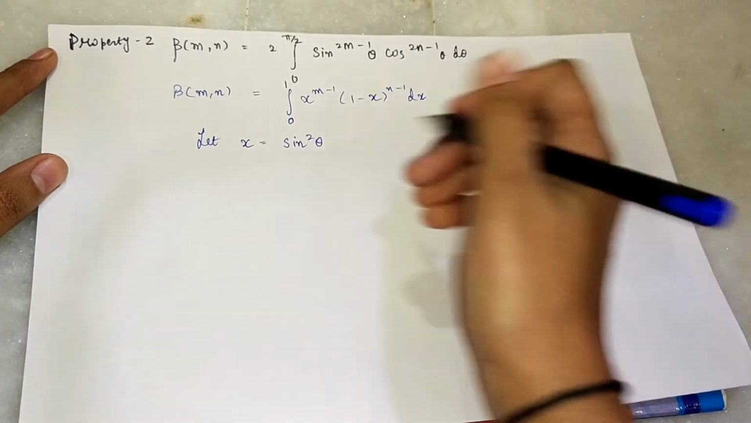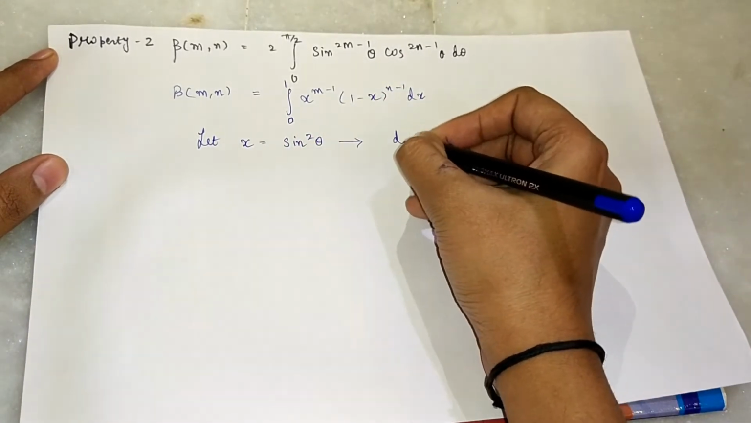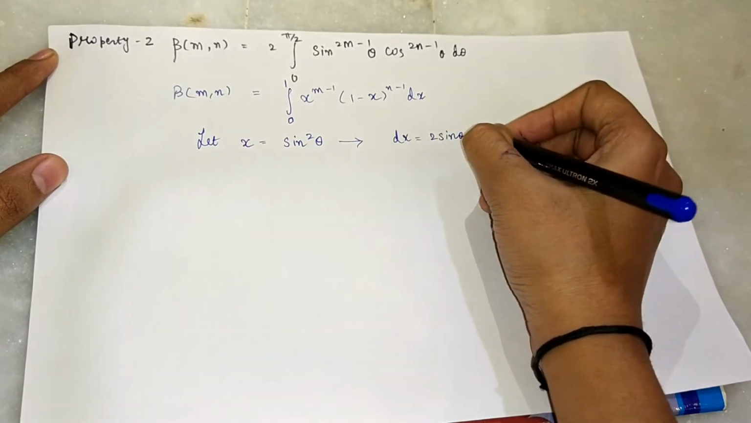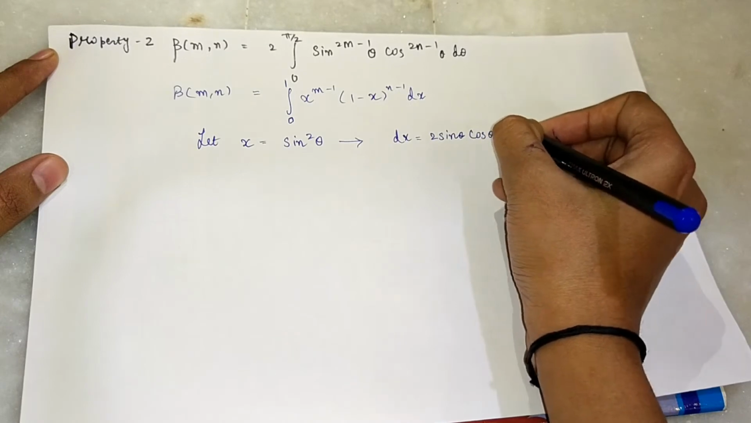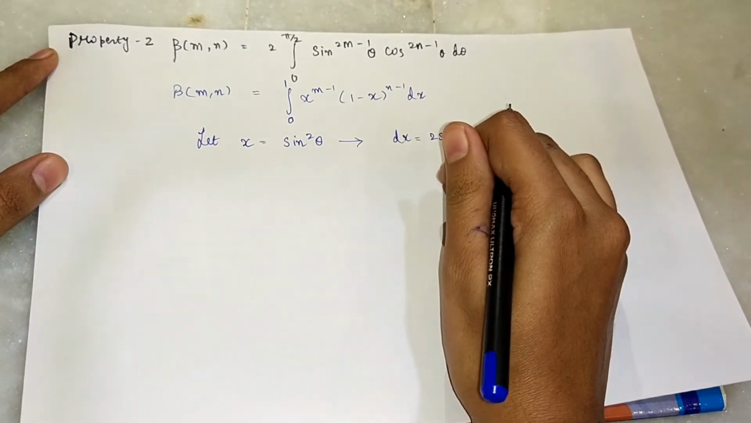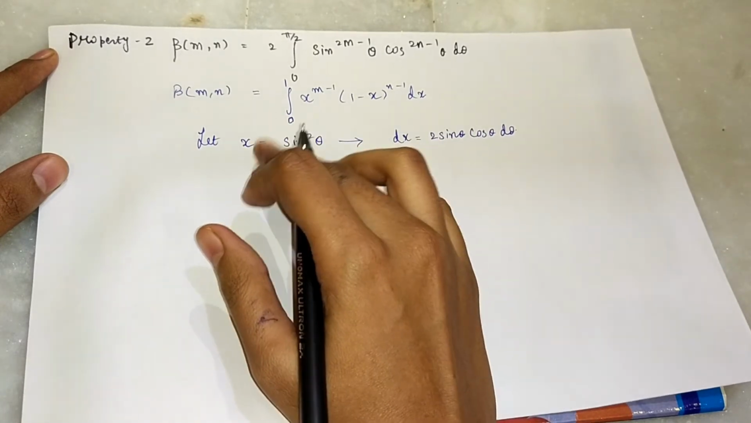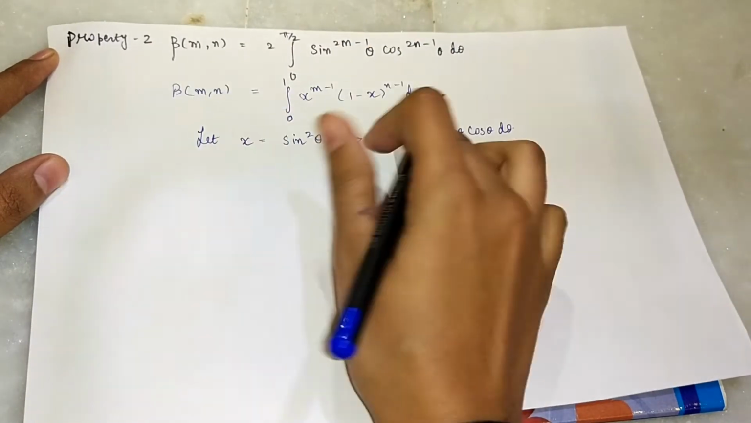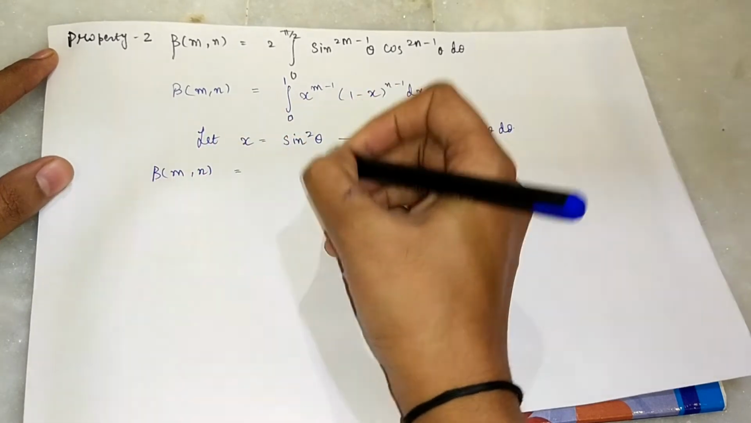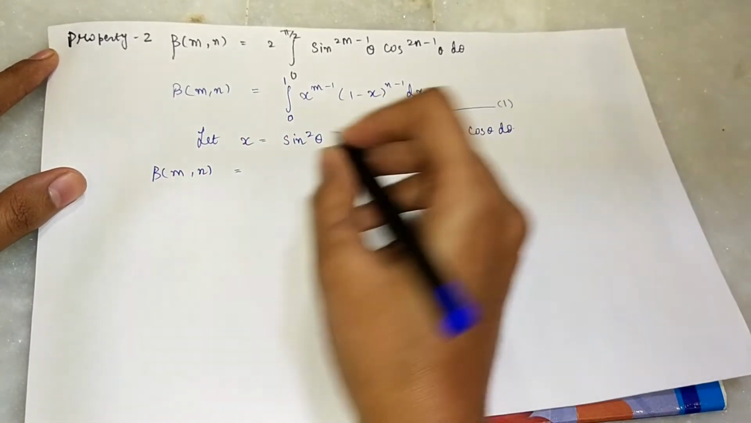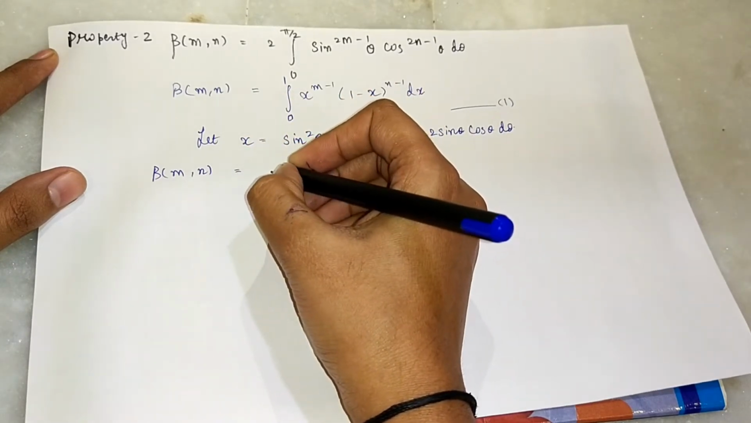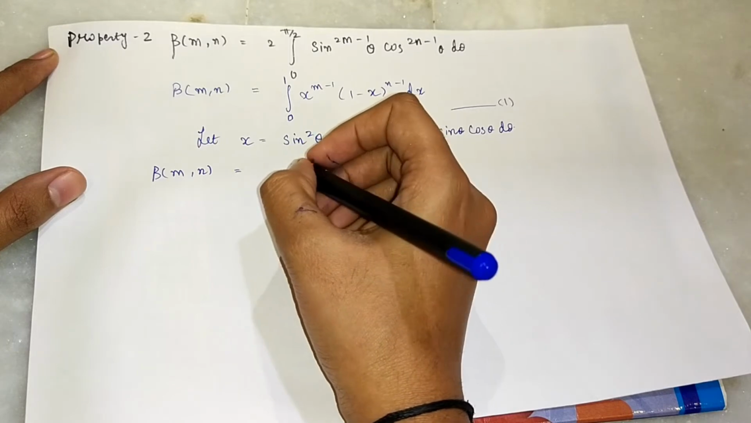Okay, so if we differentiate both sides, then we will get dx equal to 2 sine theta into cos theta d theta. And now if we substitute this value of x in this equation, which is our equation 1, then we get beta m comma n. And also the limits will change.